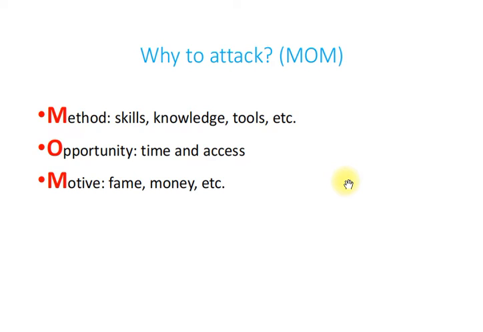Now why do people attack? You can use MOM to help you remember that. So method: people have got too much skills, knowledge and tools, so they end up attacking. Opportunity: others have got too much time and so much access to these platforms that they feel they can just engage in attacking. And then others, their motive would be that they want to be famous, they want money. That's why people attack. So method, opportunities, and motives.